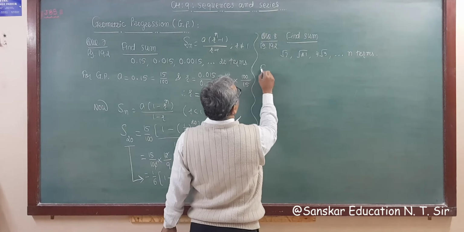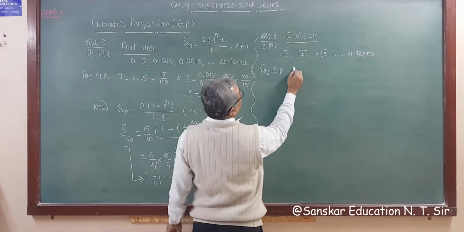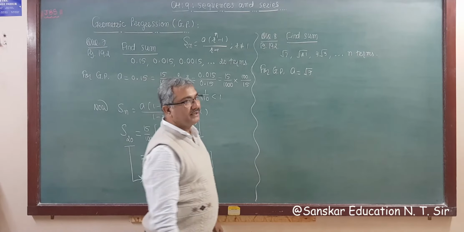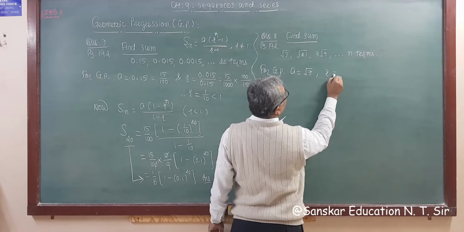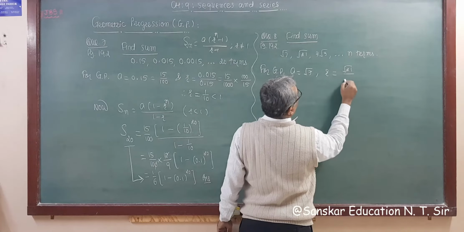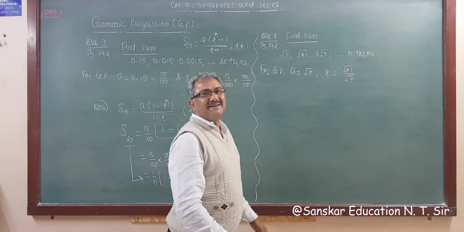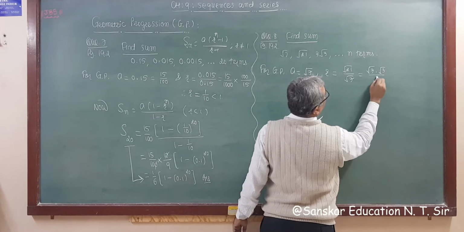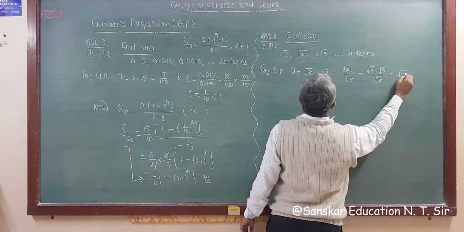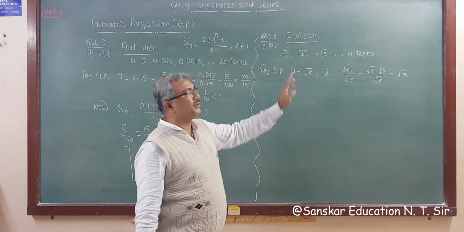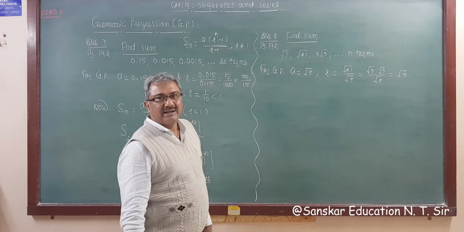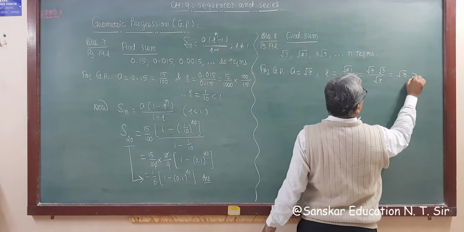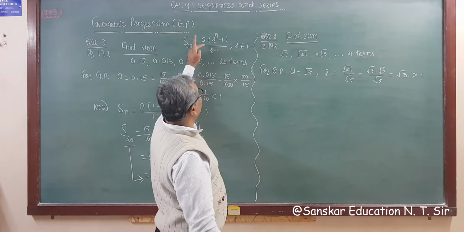So what is given for the GP? For the GP, a is equal to root 7, and the common ratio r is equal to root 21 upon root 7. Now root 21 is root 7 into root 3. So this is root 7 into root 3 upon root 7. So the ratio is root 3 and a is root 7, right? So r is greater than 1 because root 3 is 1 point something. So this is greater than 1. So we have to keep r first. So I apply this formula.